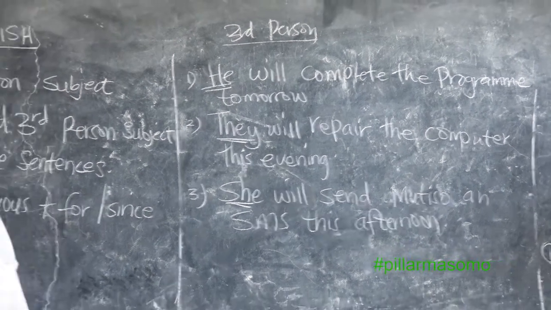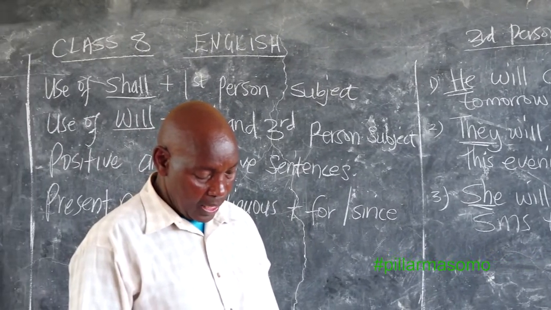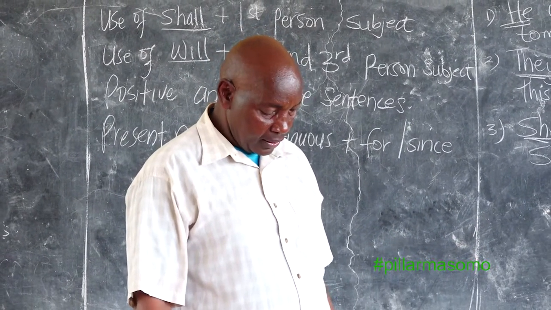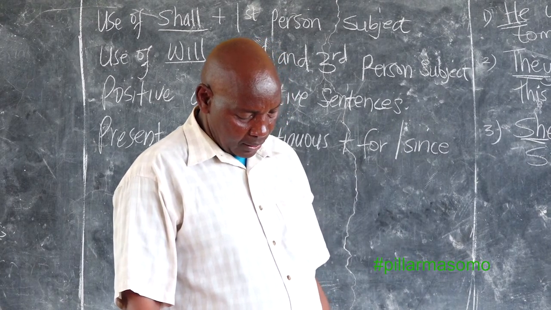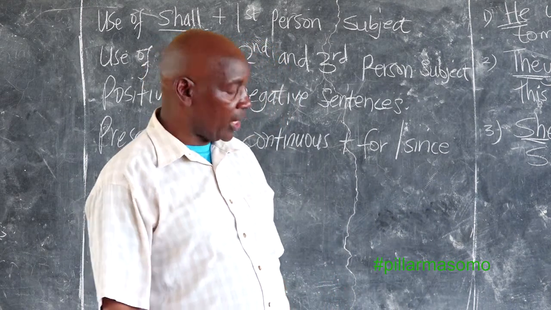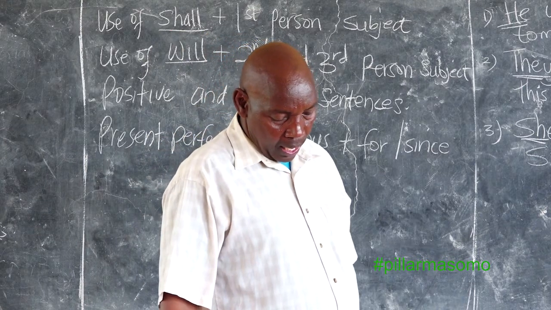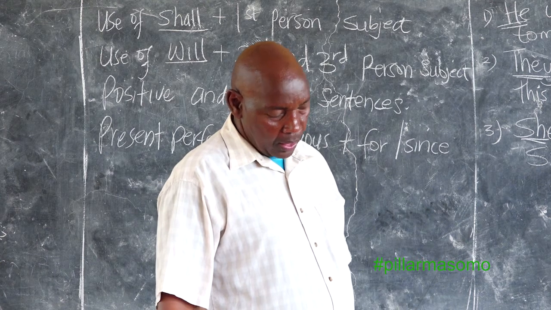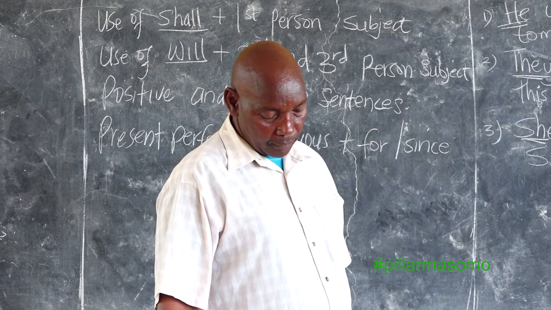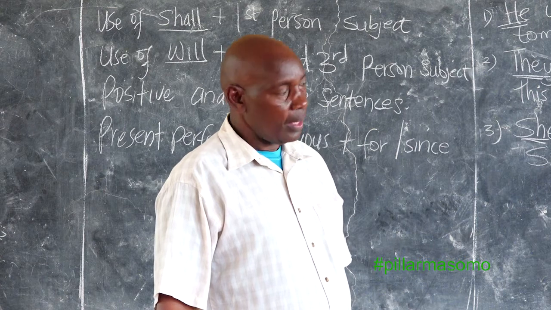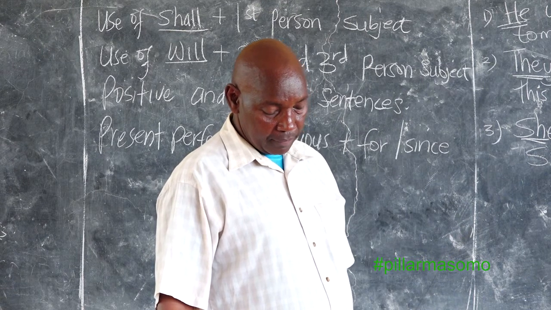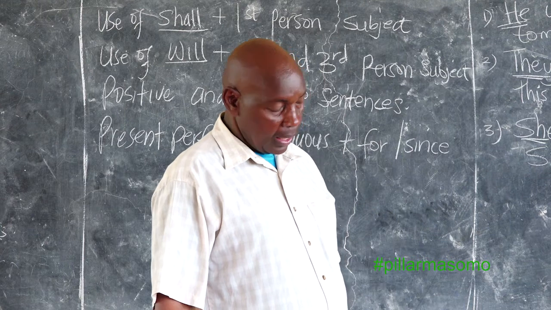Now, what I want to say is that I can also give you some other sentences, like they will complete the program next week. He will end the exam tomorrow. He will email his mother this evening. And so on and so on.